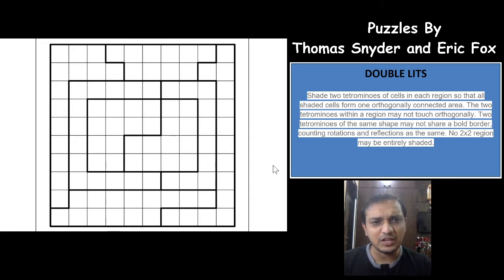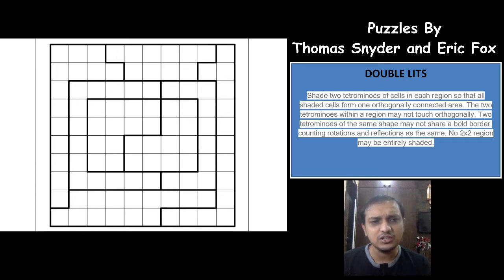The two tetrominos in the same region cannot touch each other orthogonally. So you cannot have it like that, you cannot have it this way. This is one tetromino and this is the other tetromino. The two tetrominos in the same region cannot touch each other orthogonally, but as a whole, all the tetrominos in the grid will have to be connected to each other. Which means that two tetrominos of different regions can touch each other orthogonally. When two tetrominos of different regions touch each other orthogonally, they cannot be of the same shape. For example, if this is an I tetromino, this cannot be an I tetromino, because both of these are touching each other and are of the same shape.